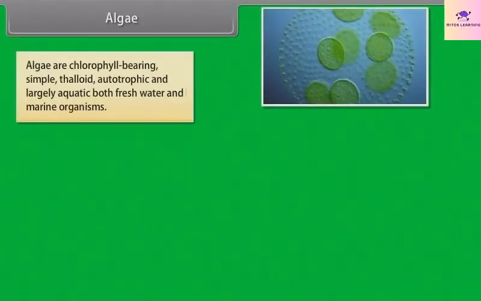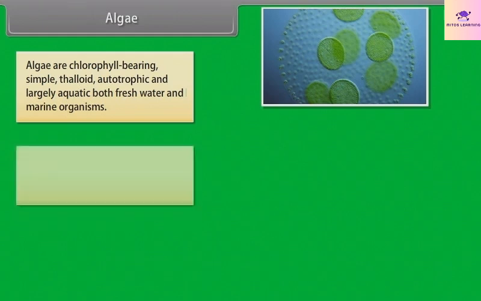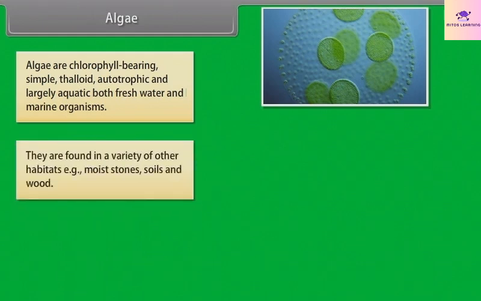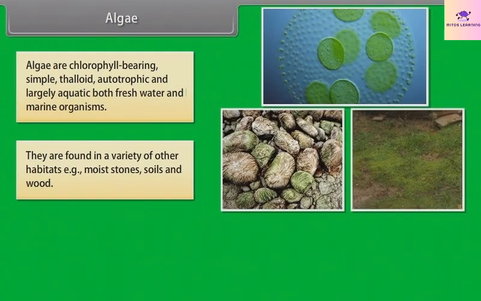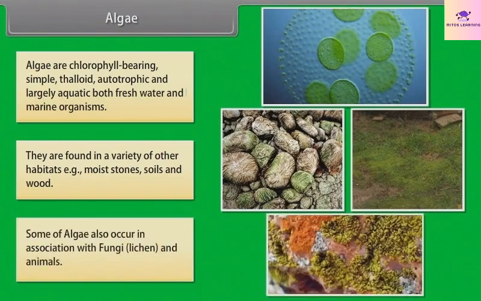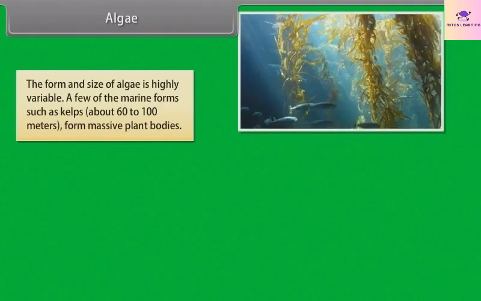Algae. Algae are chlorophyll-bearing, simple, thalloid, autotrophic, and largely aquatic, both freshwater and marine organisms. They are found in a variety of other habitats as well. Example: moist stones, soils, and wood. Some of algae also occur in association with fungi, lichen, and animals. The form and size of algae is highly variable.